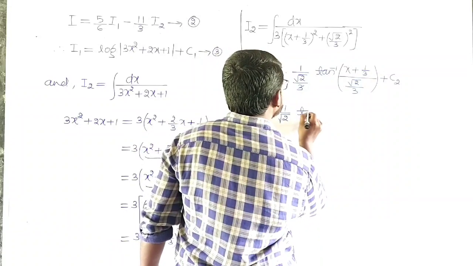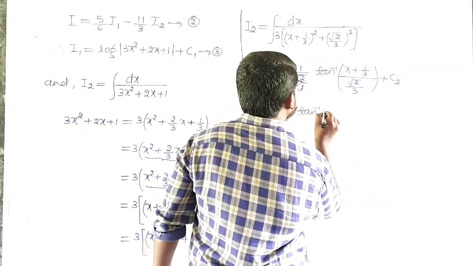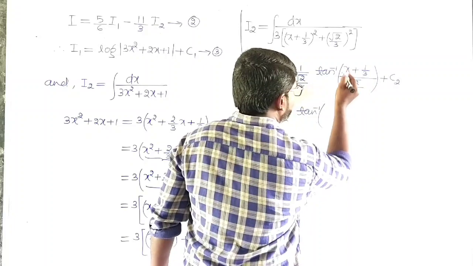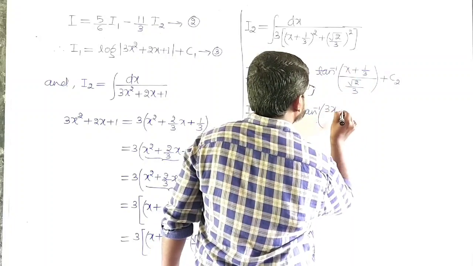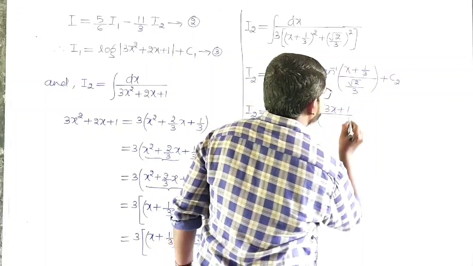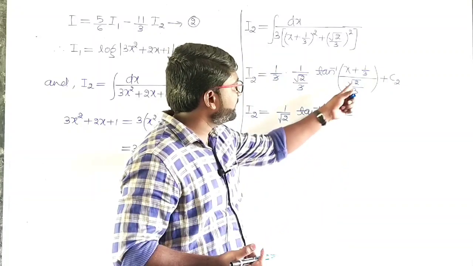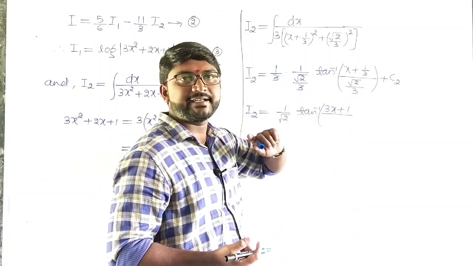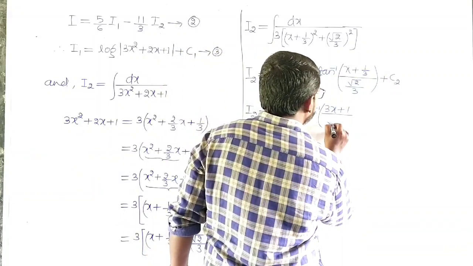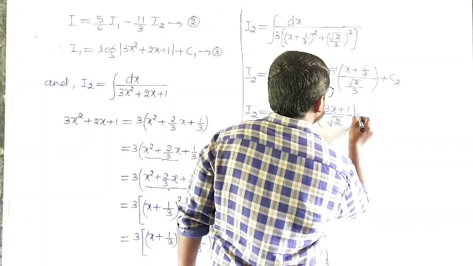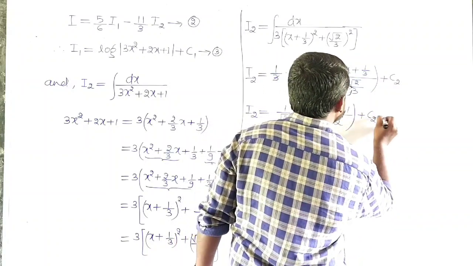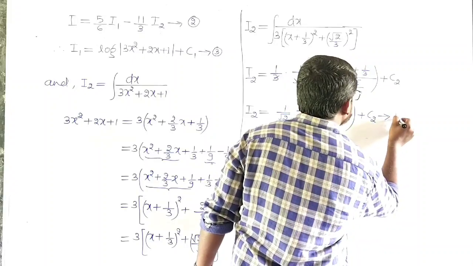tan inverse, take up the LCM now, we get 3x plus 1 divided by 3 whole divided by root 2 by 3. 3 and this 3 get cancelled, we have root 2. So I have written it directly now, plus c2. So this I call it as equation number 4.